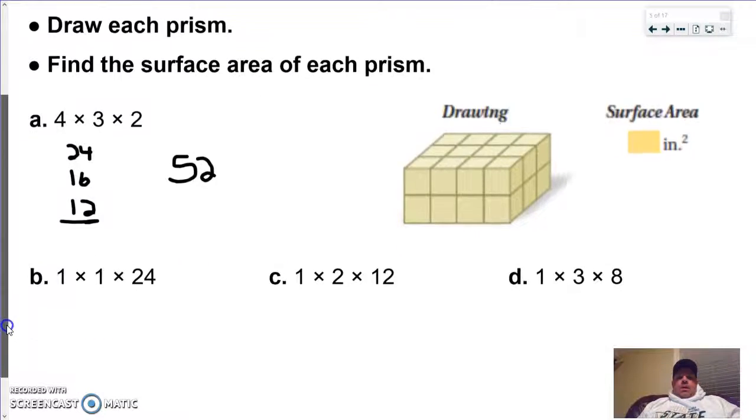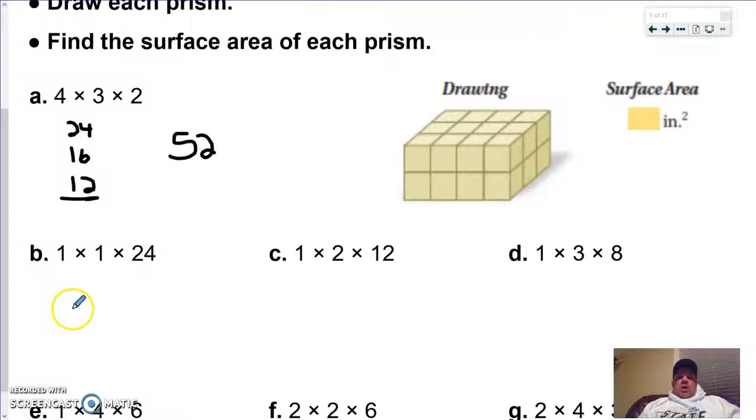In the next one, what you would have is 1 by 1 by 24 long. So on the top, you would have a 1 by 24, and on the bottom, so you would have 48. On the 2 sides, you would have 24 and 24 for 48 also. And on the ends, you're going to have 1 each for a total of 2. So when you get done with that answer, you will have 98 square units.